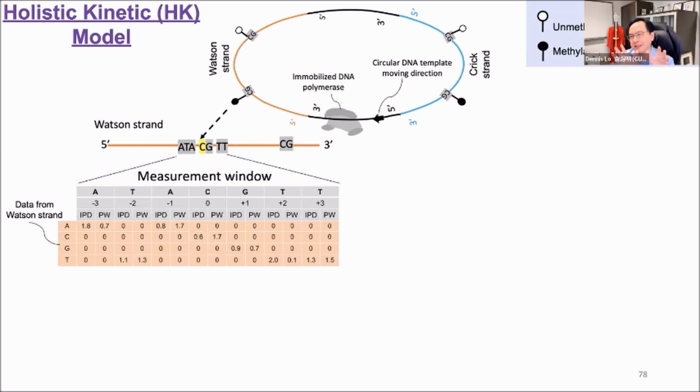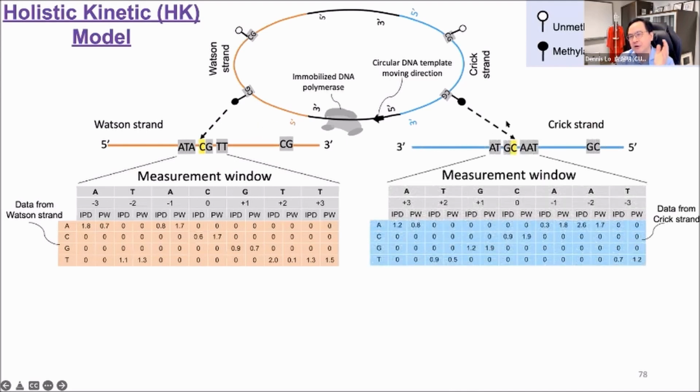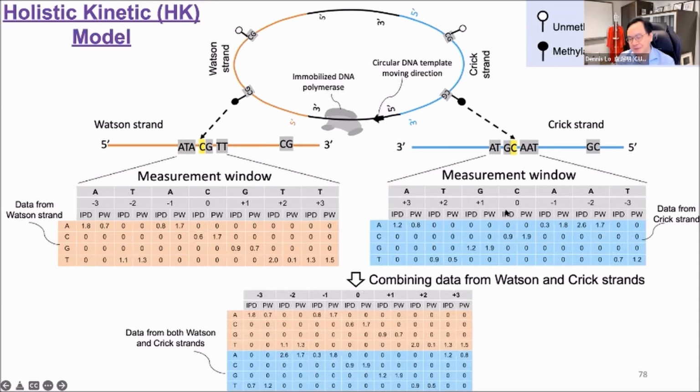So in other words, what we're saying is that the fact that this C is methylated or not, either before or after the polymerase has copied the C, it's probably going to change the kinetics. So you do that in the Watson strand, and you also do that in the Crick strand, and then combine the two tables. So now when you look at this table, it looks like a two-dimensional thing. It's almost like a picture.